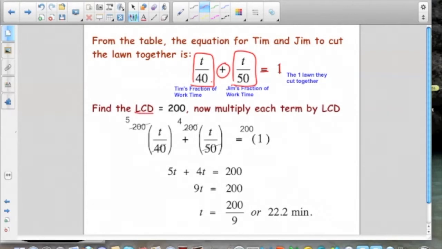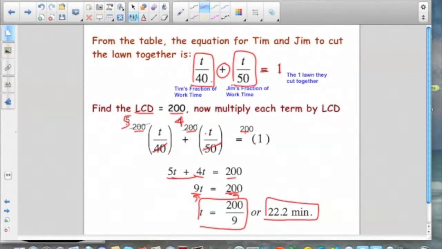We want to find the lowest common denominator, which is 200. We multiply 200 by all the terms, so that's why there's 3 of them there. And then we cross out to get 5, cross out to get a 4. Now we go 5 times t is 5t, 4 times t is 4t, 200 times that is 200. Like terms, divide by 9, and so there is our time. Or if we want to put it in minutes, it's 22.2 minutes. That's the time it will take them to cut the lawn together.